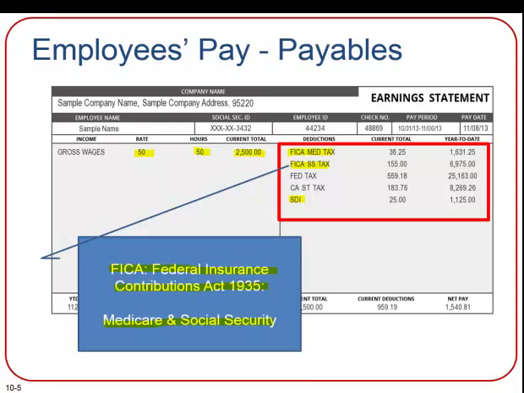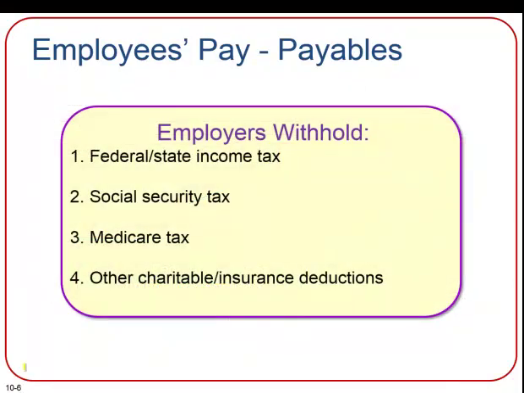Now, employers don't just keep that money they deduct from their employees' paychecks. They're actually obligated to remit those deductions withheld to another organization or government agency on the employee's behalf. So the employer is going to classify all those different deductions as current liabilities because they will take them out and they will owe them to the responsible parties. So this is a summary of what the employers will withhold from the employee's pay. Coming out of the employee's pay, you'll see the federal and state income tax, Social Security tax, Medicare tax, and then all those other charitable or insurance deductions. That is coming out of the employee's pay by the employer.